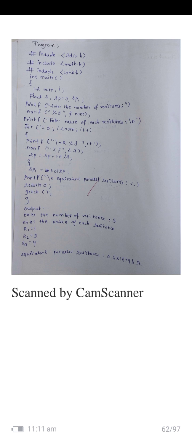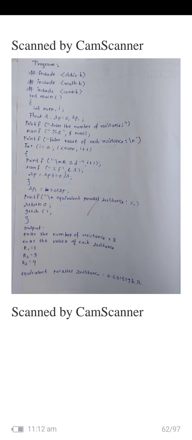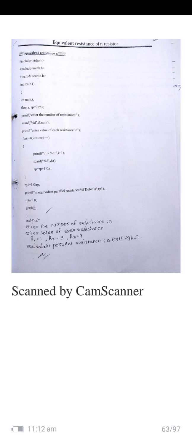It is a simple C program. We run the program, then take a printout of the program and the equivalent resistance. You can check this: write the program, compile, run, and print out the program and the output, which shows the number of resistances entered, the value of each resistance, and then the equivalent resistance. This is the first practical, equivalent parallel resistance of n resistors.